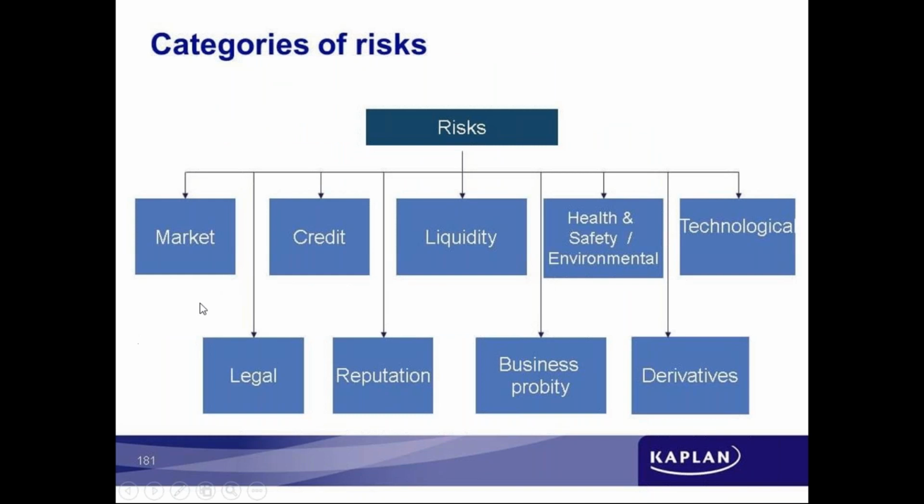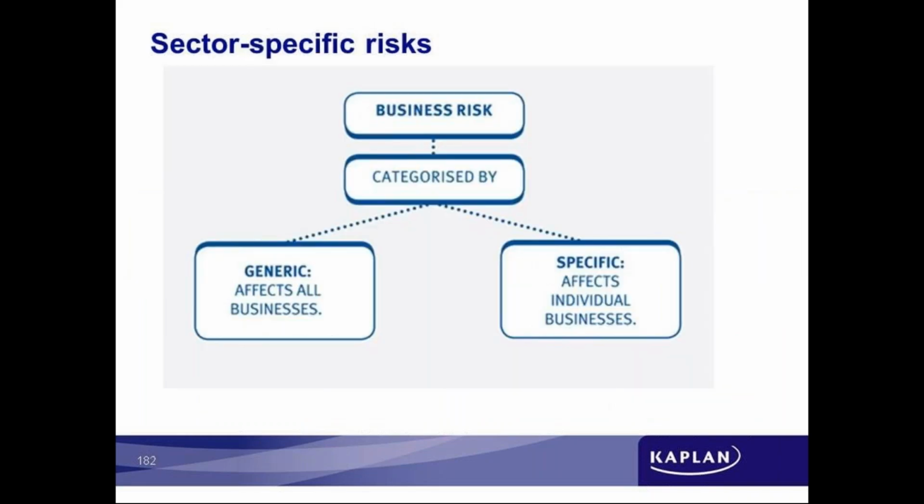Also, we can have a lot of categories: market, credit, liquidity, political risk, legal risk, environmental risk, depending on where the risk comes from. And then sector specific risk and general risk. Generic risk affects all businesses. Specific risk affects individual businesses. This is something like systematic and unsystematic. Inflation would affect everyone, but oil price would affect companies that are in the oil industry.